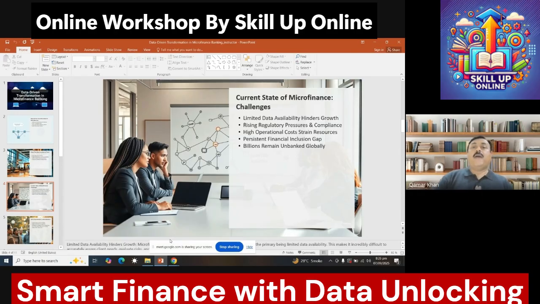Now we will discuss the current state of microfinance challenges. First of all, we have limited data availability. We don't have much data available for analysis, and there are also regulatory pressures and compliance requirements from regulatory authorities. We have to make sure that we meet compliance standards and regulations of the regulators. Then data transformation comes with a high operational cost. Definitely, it puts strain on our resources. We in the microfinance industry already have bare minimum resources, so data transformation definitely involves high cost.